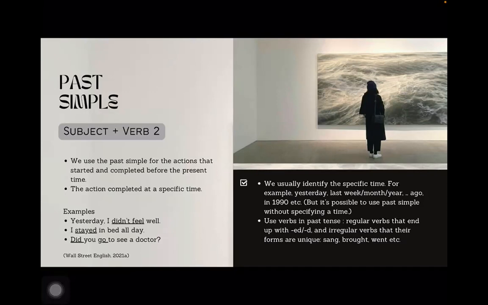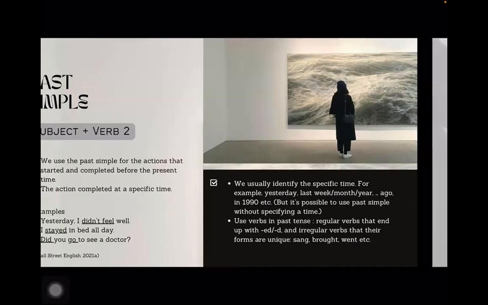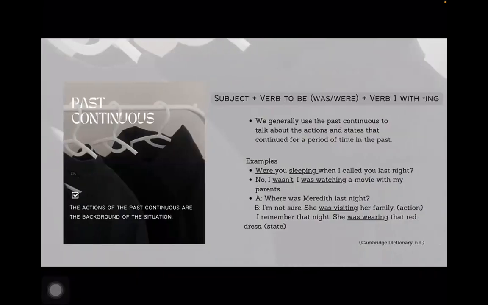For the next part, the past continuous. It's usually used in various situations. For example, you can describe a period of time, like, were you sleeping when I called you last night? This describes that for a period of time someone may have been sleeping at that time. Another example is, she was visiting her family.